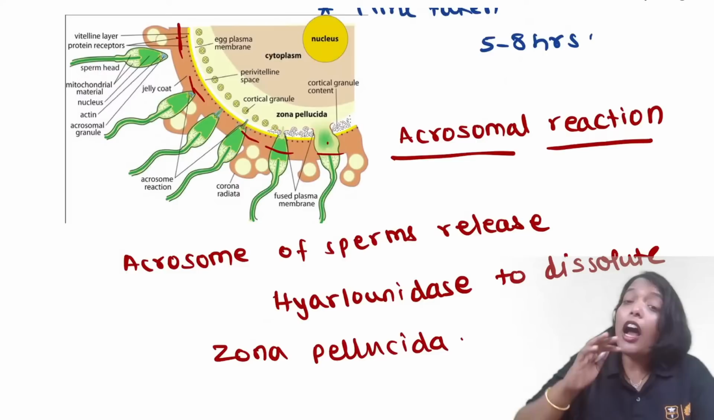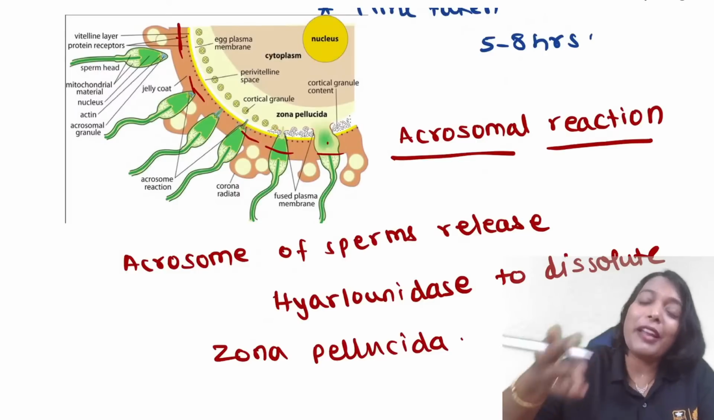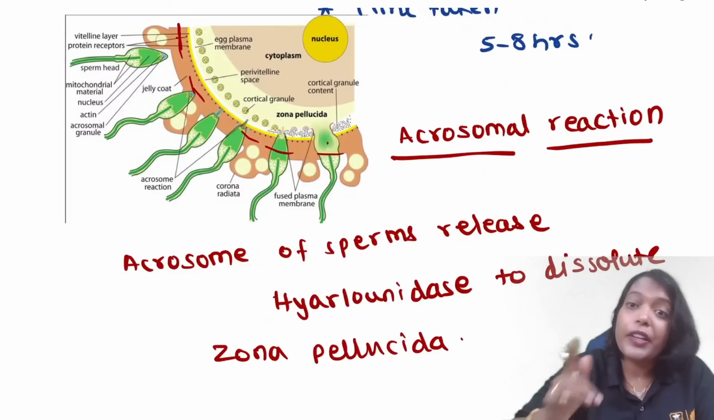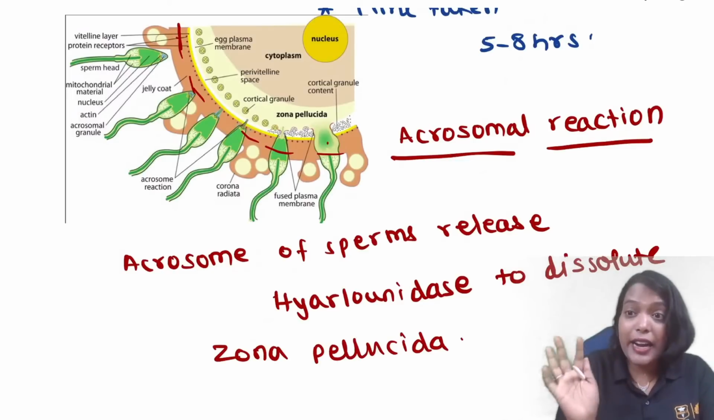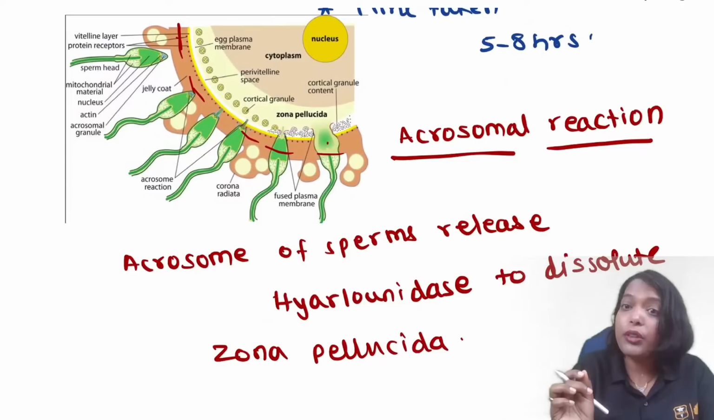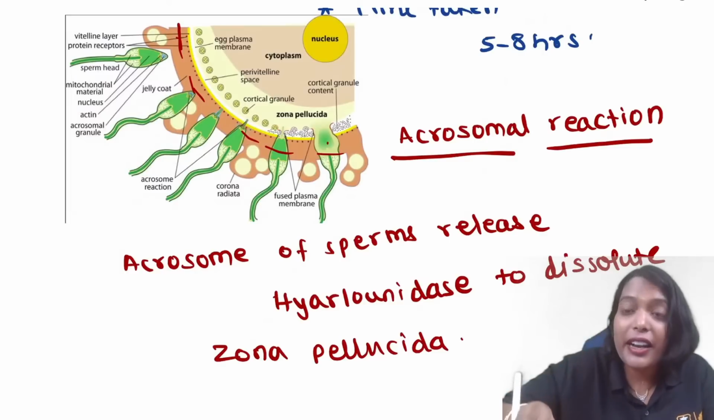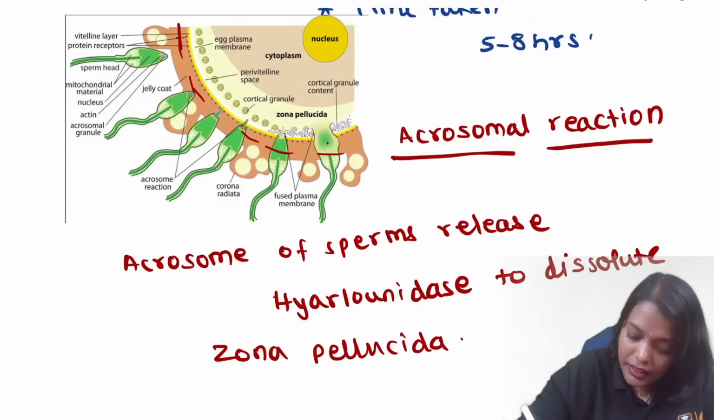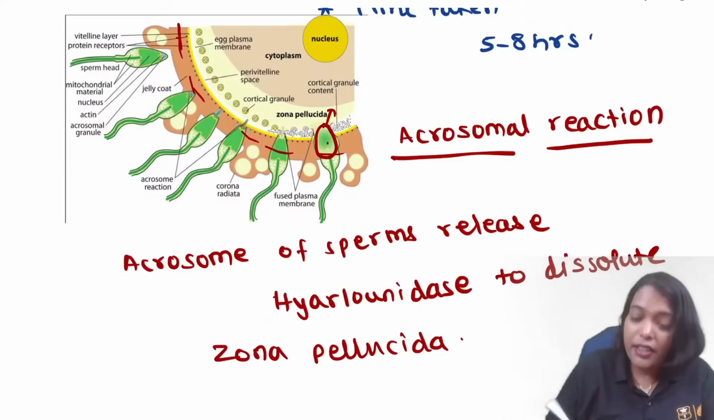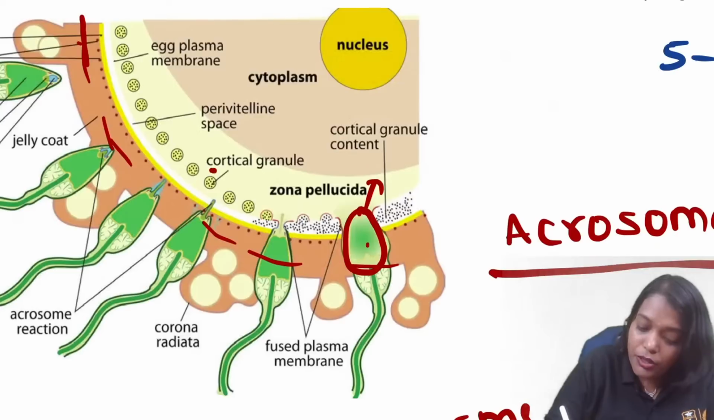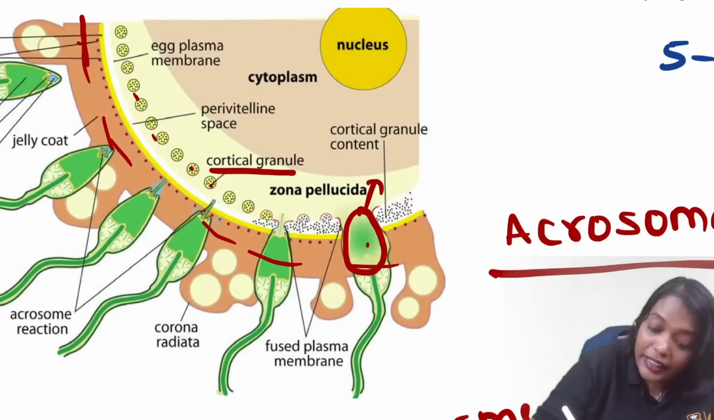After that, how many sperms will enter the perivitelline space of the ovum? Only one sperm nucleus, and not the entire sperm. It is only the nucleus which enters the perivitelline space. See, this is the sperm nucleus. When this sperm nucleus enters the perivitelline space, can you see there are some granules called cortical granules? These cortical granules are released.